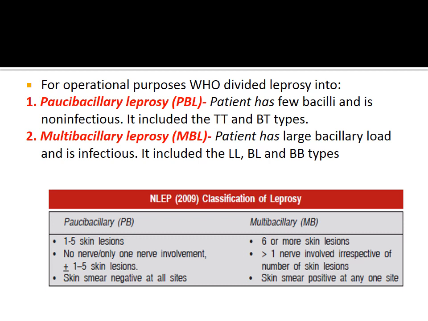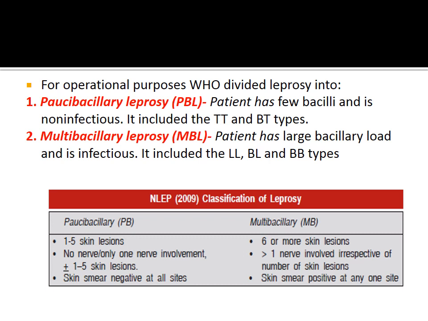skin and mucous membrane. While in multibacillary leprosy or MBL, the patient has a large bacillary load, is highly infectious, and it includes 3 types: LL, that is lepromatous leprosy, BL means borderline lepromatous, and BB means borderline. These 3 types are included in multibacillary leprosy.